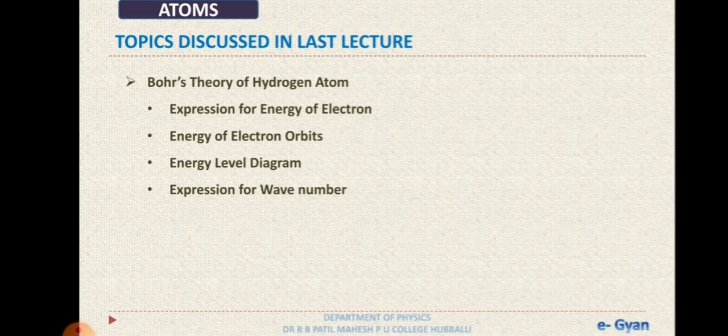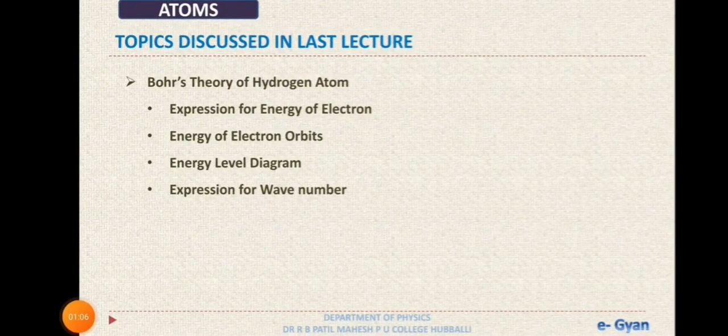We also tried to understand the difference between the energy level diagram and the physical existence of orbits. And finally, we derived an expression for the wave number of a photon which is emitted due to the transition of an electron from a higher energy level to a lower energy level in the hydrogen atom.